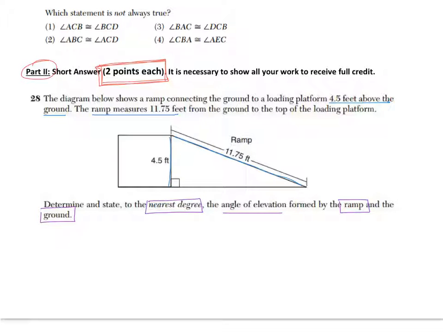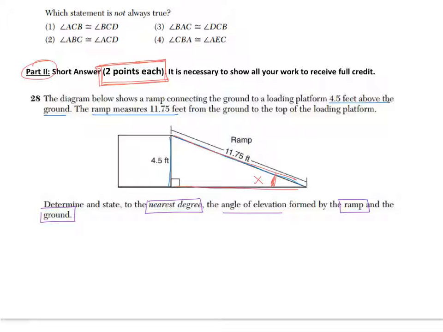the angle of elevation formed by the ramp and the ground. So the first thing I have to figure out is, where is that angle going to go? If I'm looking between the ramp and the ground, the ramp we said was this side here, the ground is this side here, so the angle between them would be this angle down here. I'm going to let that be X.